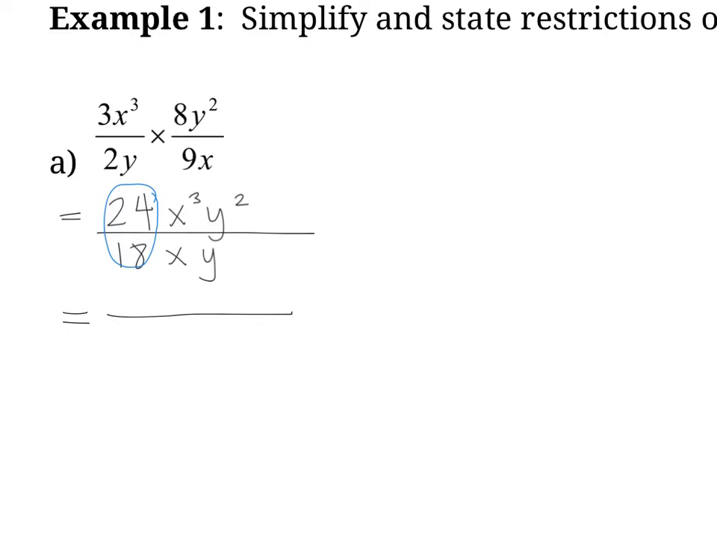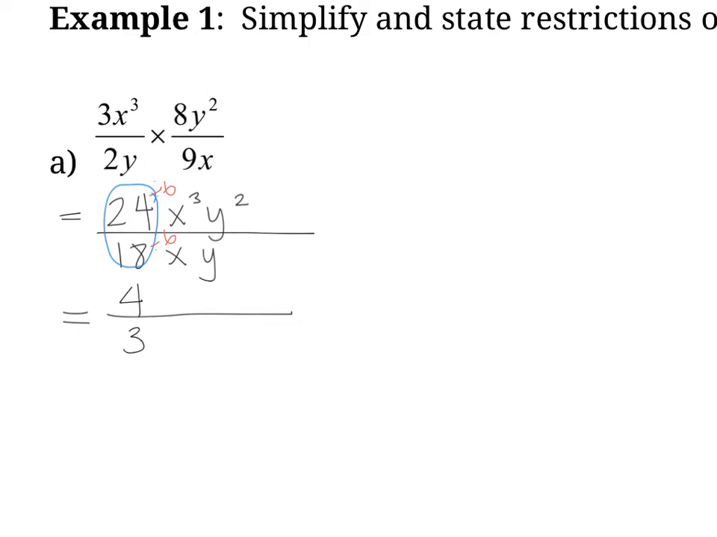So there is a common factor. The largest common factor is 6. So I'm going to divide by 6 in the numerator, divide by 6 in the denominator, and we're going to be left with 4 over 3. And now we're going to work on our x's.